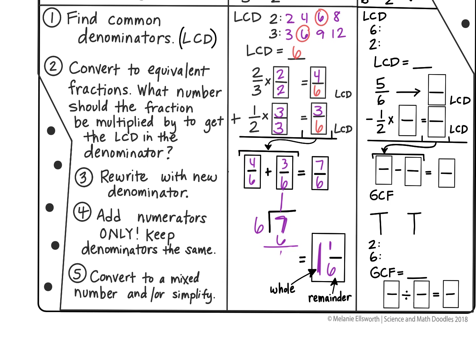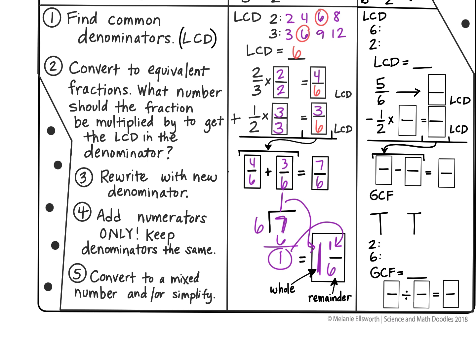I'm going to make this look better. So this is my whole number. This remainder here becomes the numerator. The denominator stays the same. Okay, do you see how that pieces together? If that was something you were still struggling with.